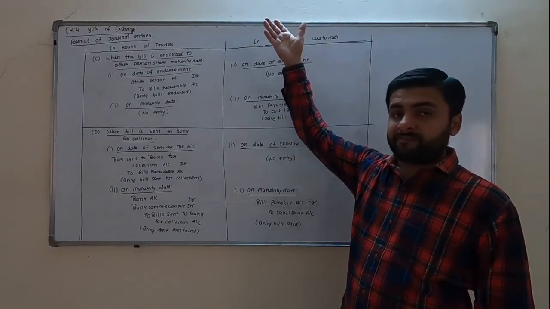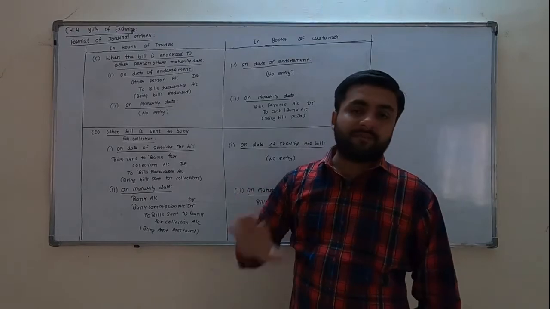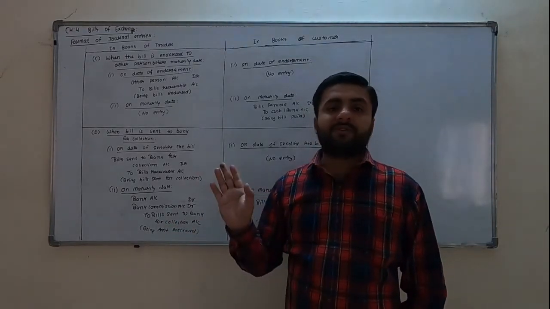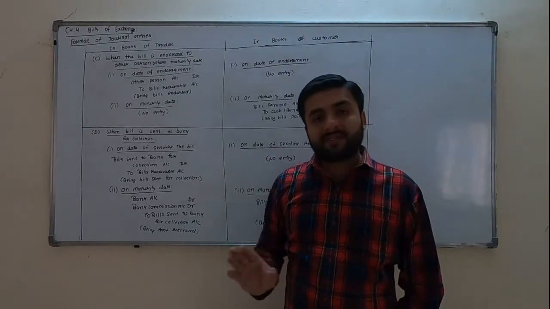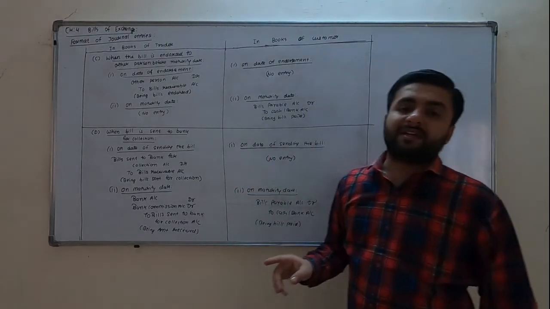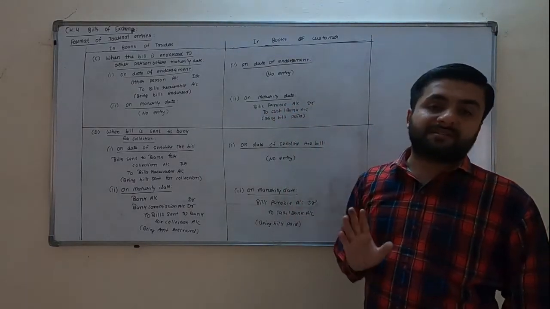Not in this, I am telling about use B. Then again, second, on the maturity date there will be no entry because already the amount is received before the maturity date, and here in this side always entry will be fixed on maturity date, that is bills payable to cash bank. Here also it is the same, here also it is the same.